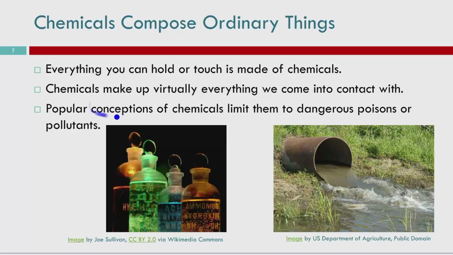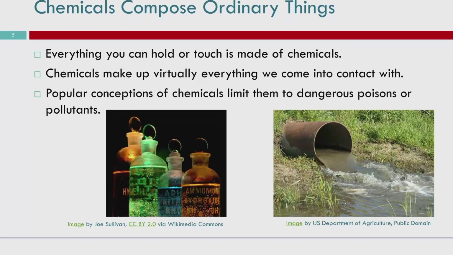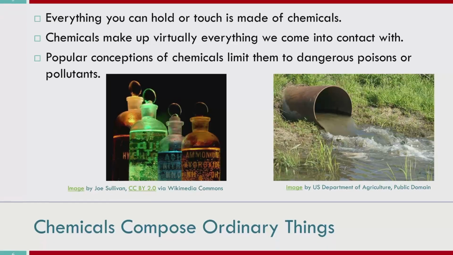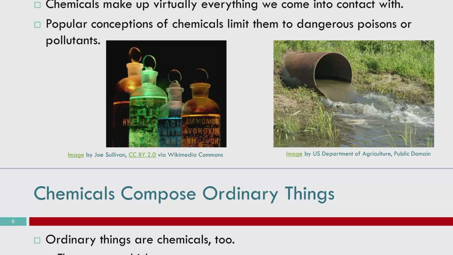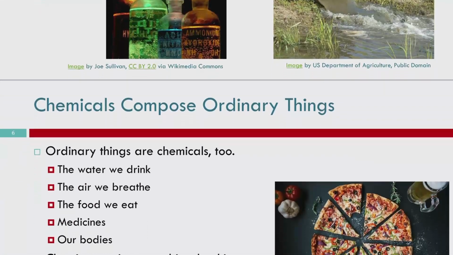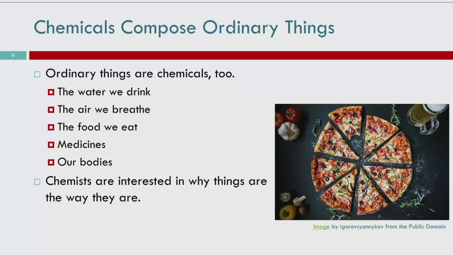The popular conceptions of chemicals limit them to things that might be dangerous poisons or pollutants. That's not true. That is one aspect of chemicals. Those are the ones that often get talked about. But chemicals are also good things like medicine and other pharmaceuticals. Water's a chemical, and we like water, hopefully. If you don't like water, you probably like things that water's in, and there's also chemicals in those things too. So ordinary things are chemicals as well.